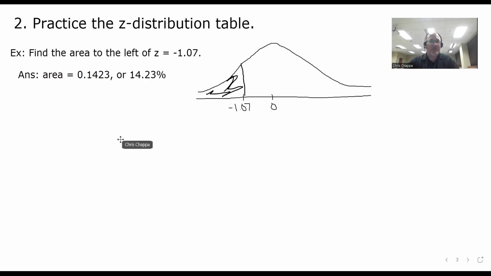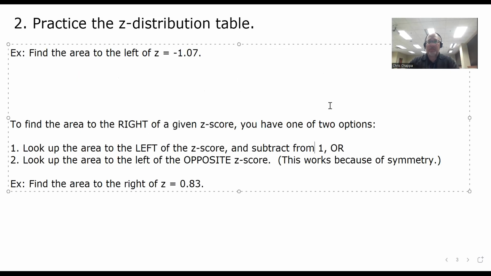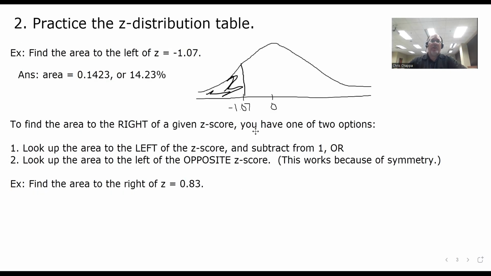And we can also use it to find right areas, even though our chart tells us left areas. To find the area to the right of a given z-score, you have one of two options. Number one, look up the area to the left of the z-score and subtract from 1, or look up the area to the left of the opposite z-score. This works because of symmetry.